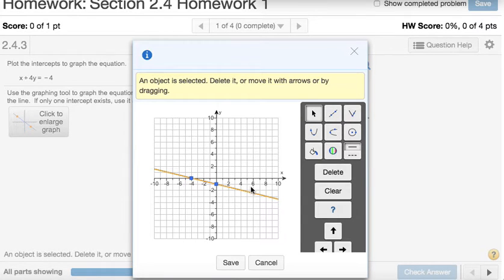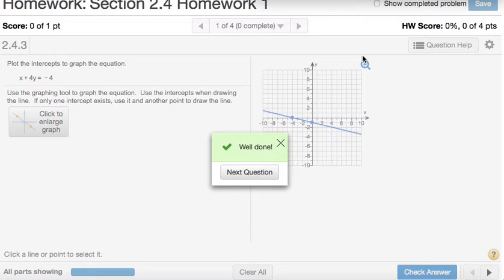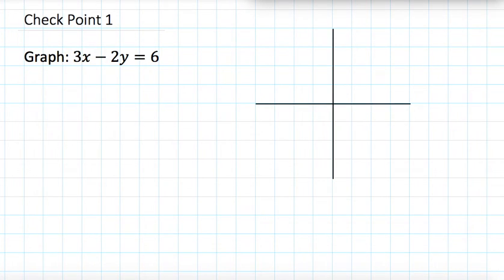Once I click on the second point, then I can click on Save, and I'll see my graph on this right-hand side of the window. Go ahead and click on Check Answer, and it's going to tell you if it's right or wrong. So that's what it looks like on the homework. What you should do next is checkpoint problem number 1. This is also in the book, 3x minus 2y equals 6. Check your answer in the notes that are posted on Blackboard, and then you can move on to the homework.